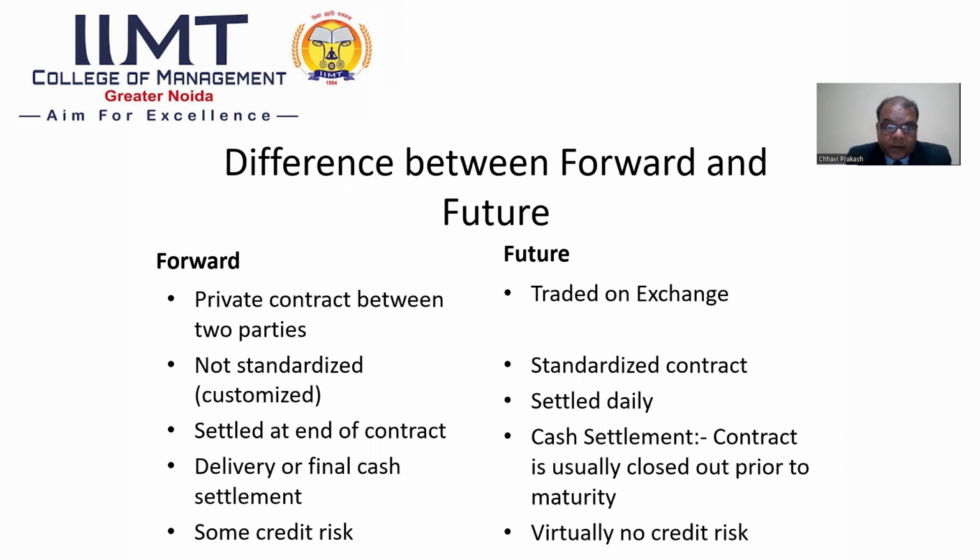Forward contracts are not standardized, they are customized, as we have talked about. Forward contract structures and features depend on the two parties going into the contract to buy and sell. But in case of a future contract, it is a standardized contract, because here the features of the contract are decided by the stock exchange. And everyone has to trade within those features.